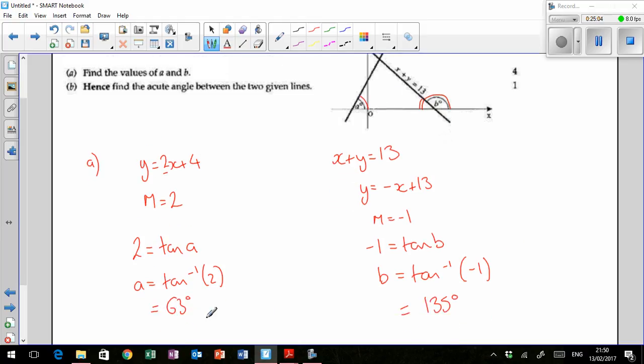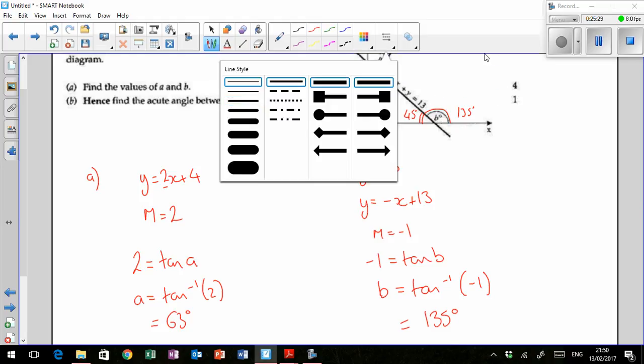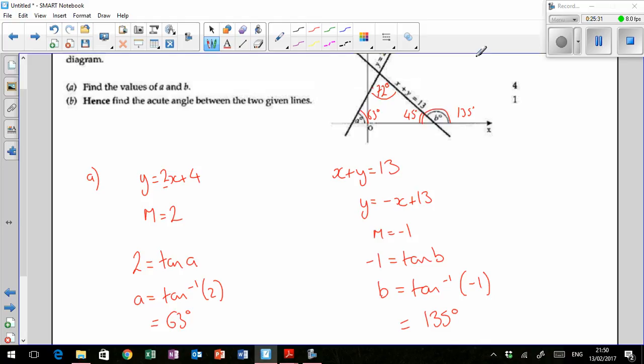Well, we know that's 63 and 135 here. So that's 63, that's 135. That makes in here 45. So 63 and 45 is 108, which means this one here is going to be 180 take away 108, which is 72. Okay, so for part B, we're talking 72 degrees.